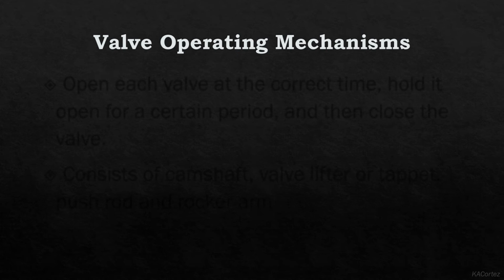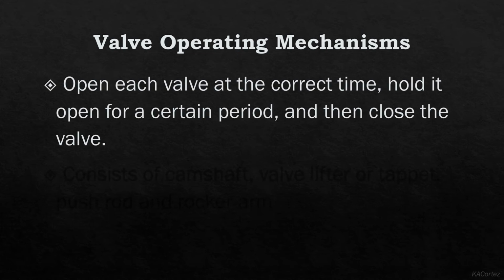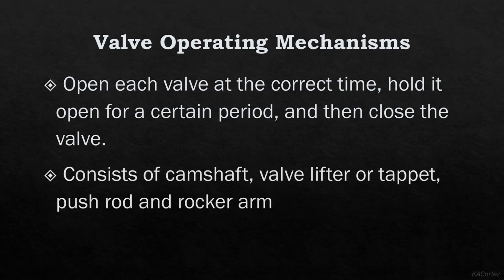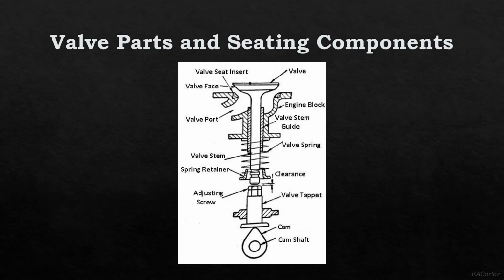A while ago, I mentioned that engines operate in a sequential manner, which is the same thing with the valves. It opens at the correct time, and then it is held for a certain period before it closes again. Its operating mechanism consists of a camshaft, the valve lifter or tappet, the push rod, and a rocker. The following are components in a typical valve operating mechanism.